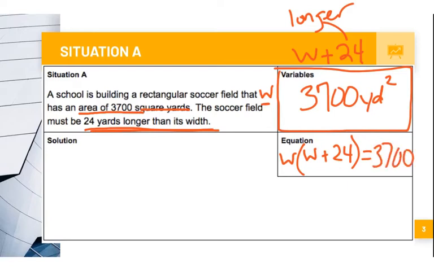All right. So now my solution, I can do complete the square. I can do factoring, right? Quadratic formula. So I don't know what I want to do yet. Let me see. W times W is W squared. W times 24 is 24W.